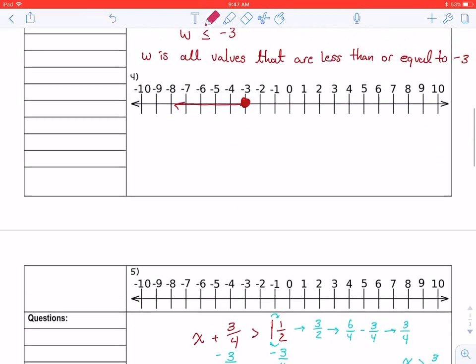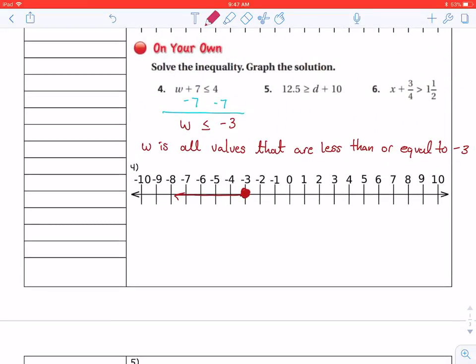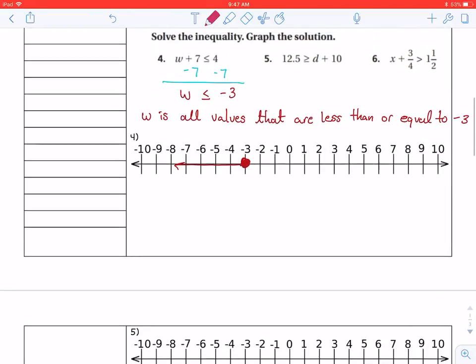Okay, so I'm going to let you do number 5 on your own. 5 is 12 and 5/10 is greater than or equal to d plus 10. So I'm going to let you solve that on your own. Have me check it once you do that so I can tell you whether you got it right or wrong and you're understanding this concept.